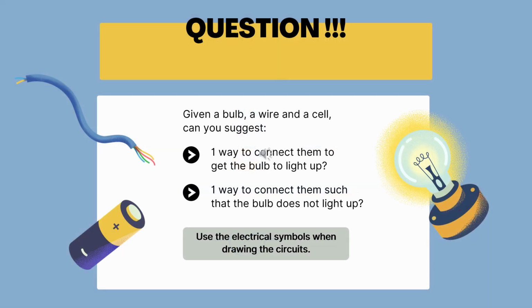Now students, please take out a piece of paper and your pencil. I have a question. If you're given a bulb, a wire, and a cell, can you suggest one way to connect them to get the bulb to light up, and another way to connect them such that the bulb does not light up? You should use only electrical symbols when you're drawing the circuits.